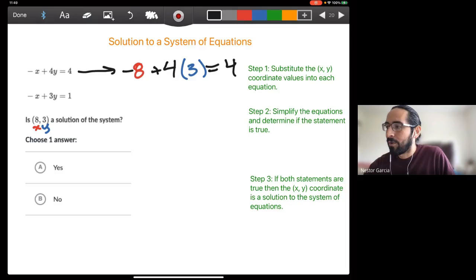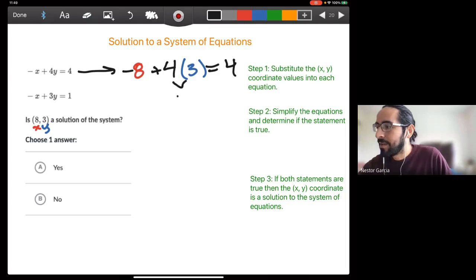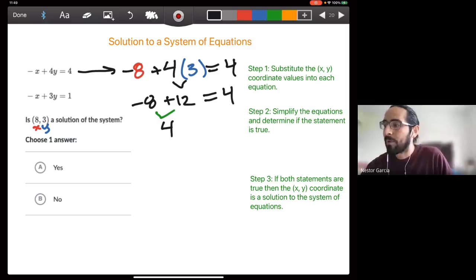So now just simplify following the order of operations, as we're told here in step 2. Simplify the equations and determine if the statement is true. So let's go ahead and simplify. That is 4 times 3, which is 12. We bring down our negative 8. This is a positive 12. Bring down our 4. Now we're ready to add. Negative 8 plus 12, or if you think of it backwards, positive 12 minus 8, that is 4.